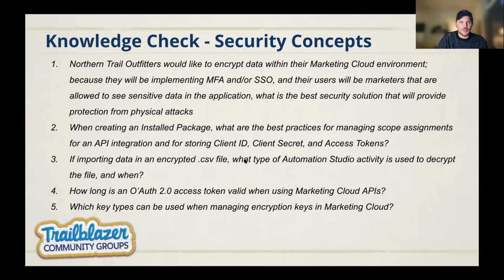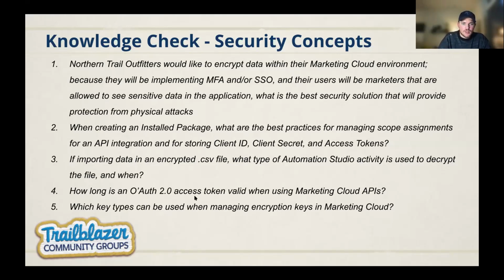Importing data in an encrypted CSV file, what type of Automation Studio activity is used to decrypt the file and when? The answer to this one is really talking about PGP versus GPG encryption in the SFTP, but what you need to know is that you're going to use a file transfer activity within Automation Studio, and that's going to be done in the safe house. So the safe house is a dedicated environment within the SFTP where you're encrypting and decrypting data.